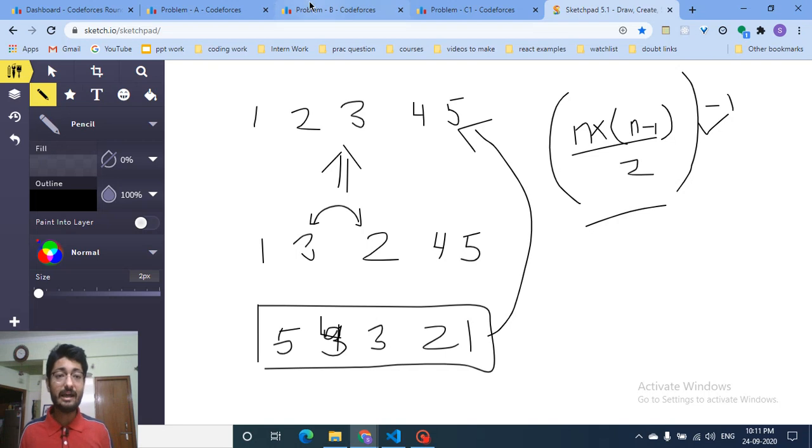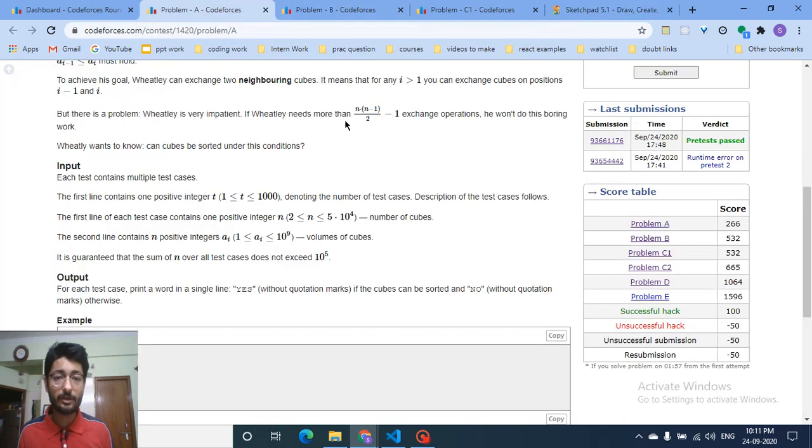And because for every other array I have this number of operations, I can easily sort it out, given some constraints. But if the whole array is strictly decreasing, then only I will require this number of operations. And if I require these number of operations, I only have these number of operations minus 1. So I cannot do this.